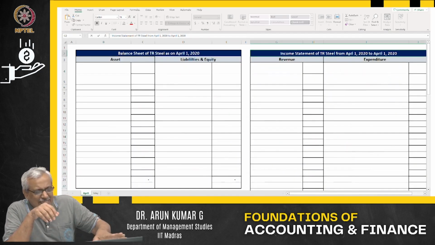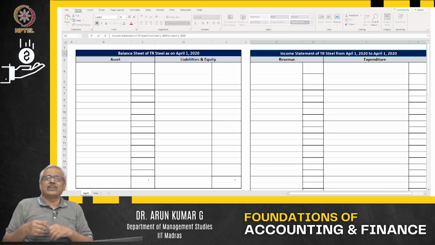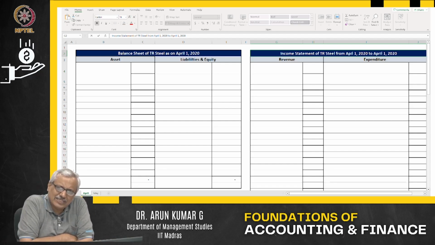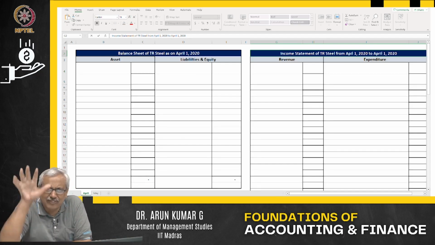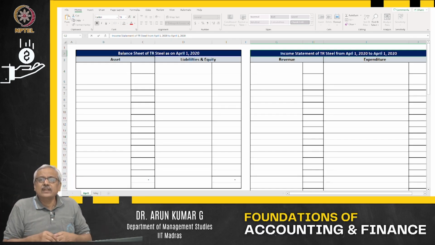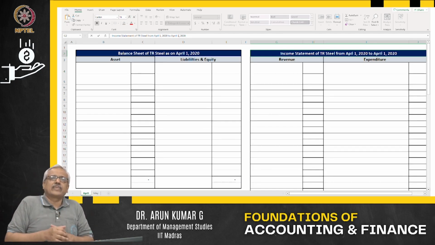The balance sheet is as of April 1st, 2020. You can see, that is why I made that correction. It was April 6th, I am sorry, it was April 1st. Then the income statement from 1st April to 1st April, because we are in 1st April. Let us imagine that we are in the 1st of April, the full day. 1st of April 2020, imagine we are preparing it for a period 1st April morning to 1st April evening. So, what does it say?